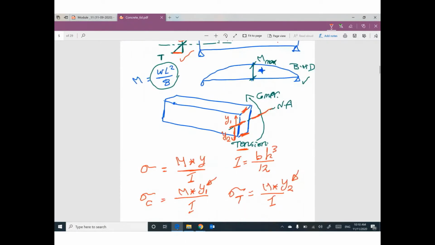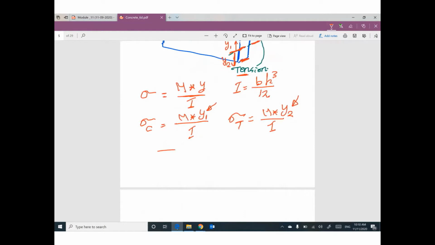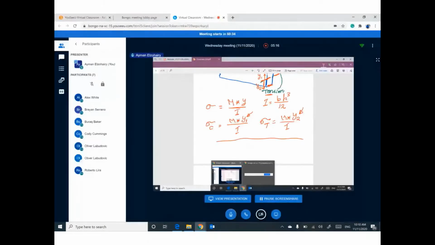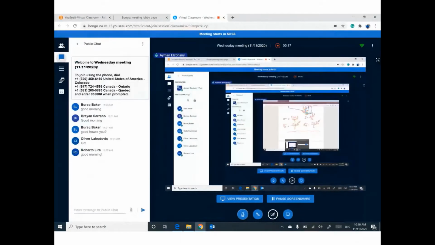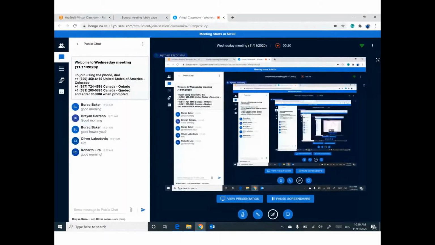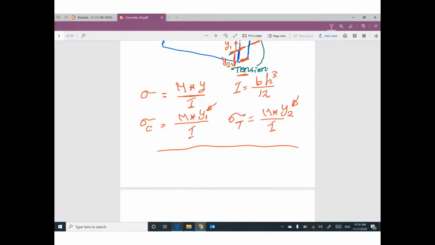Any questions so far, guys? Do you have any question for this point? It's strength of material. You should learn all of this stuff from this course. Or engineering mechanics. No, it's strength of material. Okay, second one.